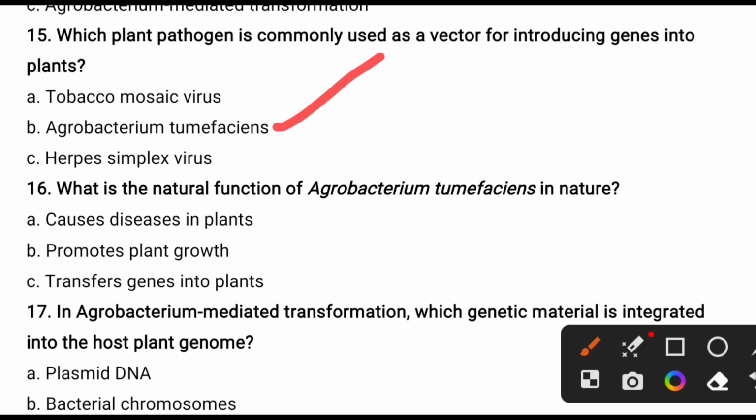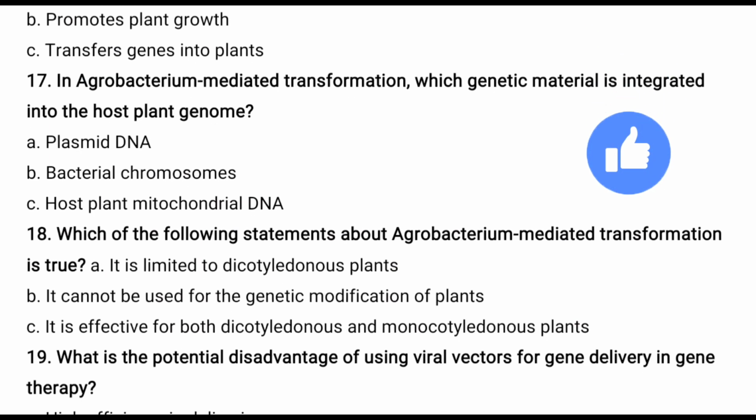What is the natural function of agrobacterium tumefaciens in nature? Options: it causes diseases in plants, promotes plant growth, transfers genes into plants. So the correct answer is that it transfers genes into plants. Okay. Let's see the next question.